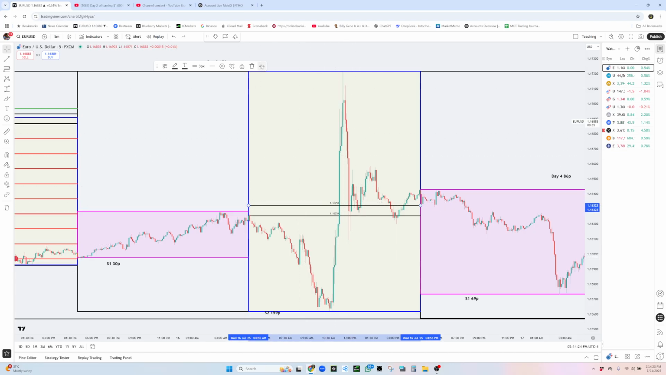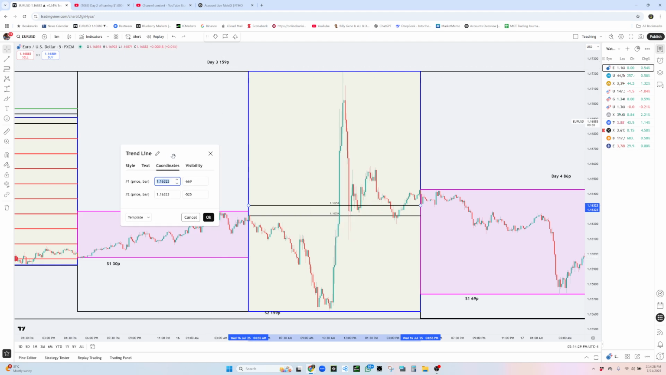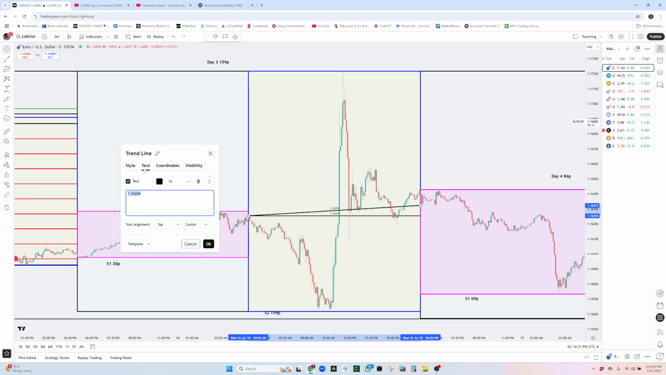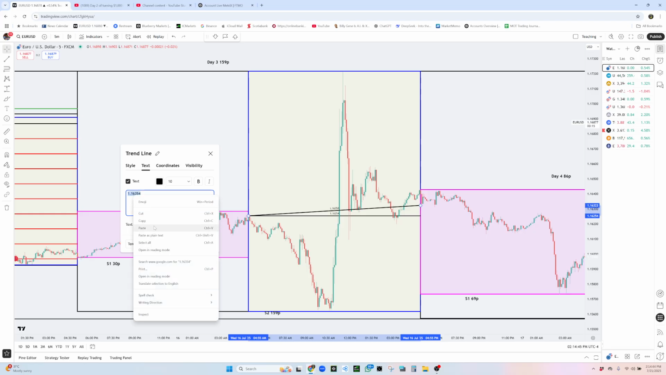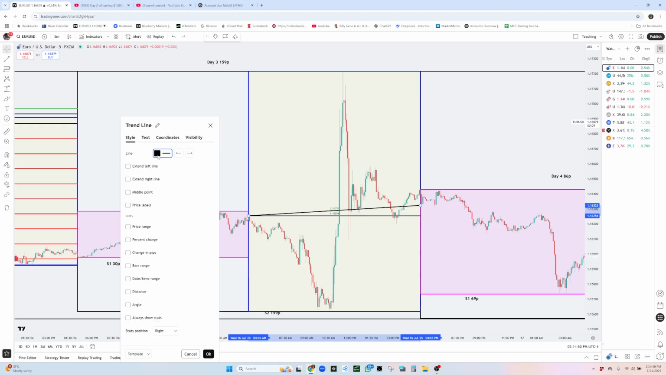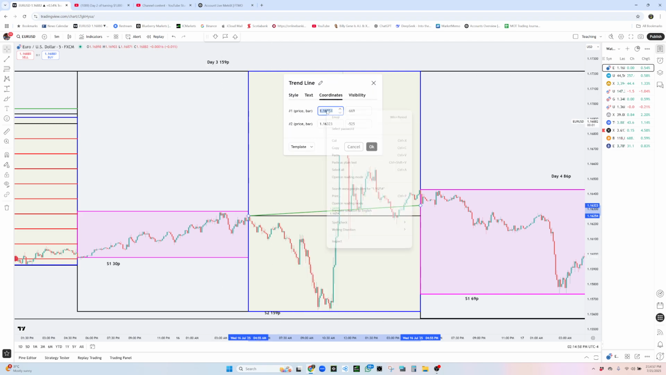Give me a second. And you know the recipe. 1.16254. Copy. It's gonna be 1.16, what, 354? It's gonna be bullish, bullish, coordinates, paste, paste.